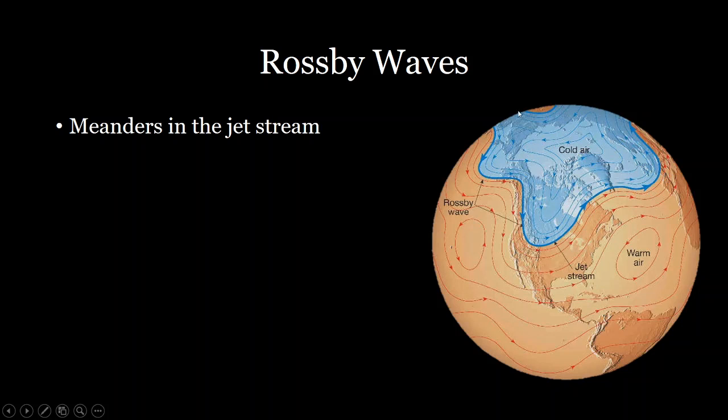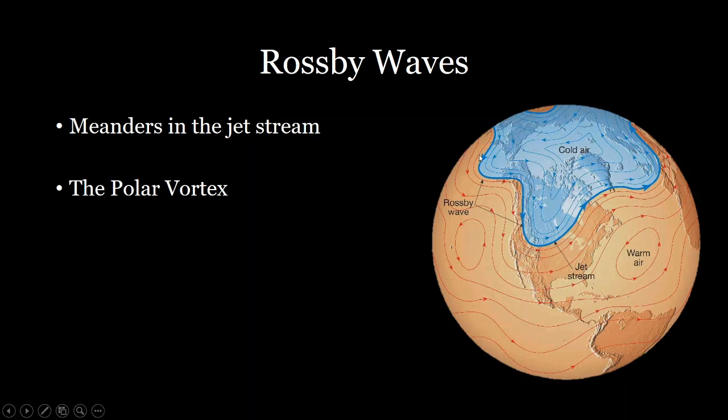These Rossby waves indicate that the jet stream, or the dividing line between the Ferrel and the polar cells, is particularly wavy. And so you may have heard about the polar vortex. The polar vortex is just a weather phenomenon in which the jet stream is very wavy, and it allows cold air to move particularly far south.